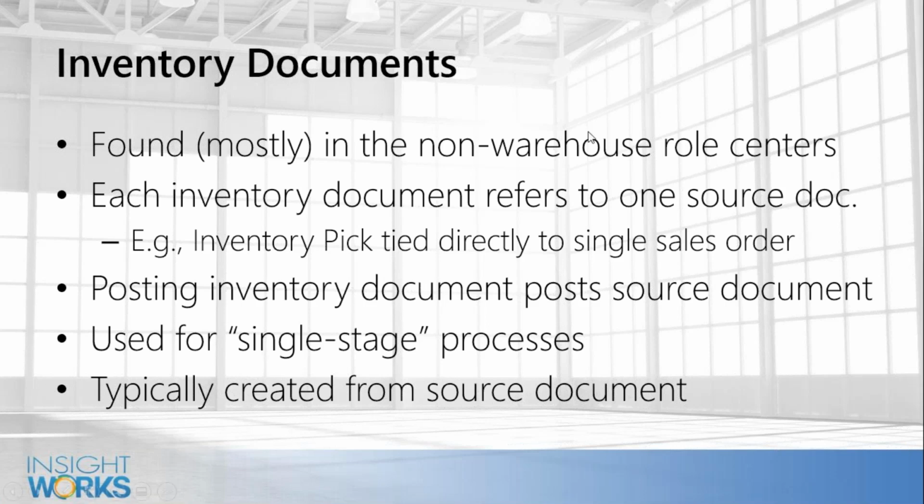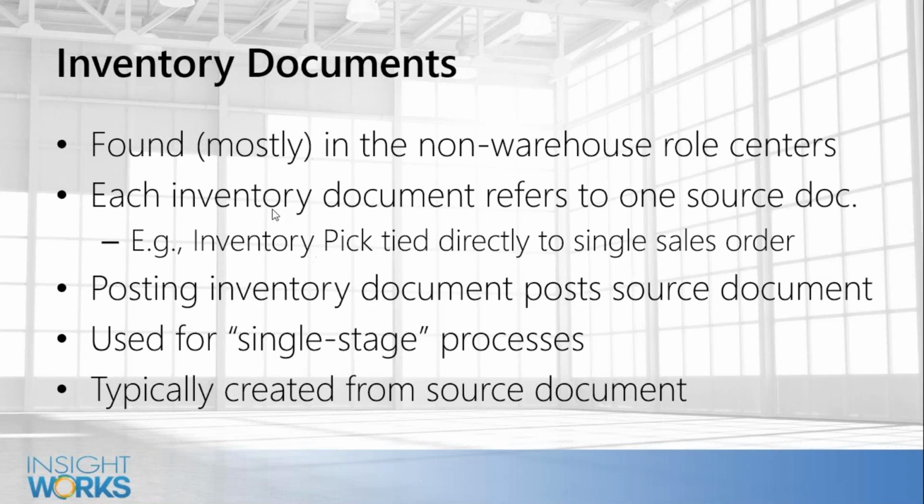So the inventory documents, when we talk about non-warehouse role centers, there's a warehouse management role center, and things like that deal more with the warehouse documents. You'll find this more in the order processing role centers and things like that. Now, each inventory document, when I say document, I don't mean a piece of paper. I mean really a set of data within Business Central. So for example, a sales order is a document. If you open up a sales order in Business Central, we call that a document. Now, I can also open up what we call an inventory pick. And that inventory pick is a document. So it's just a bunch of data sitting in Business Central, and we call that a document.